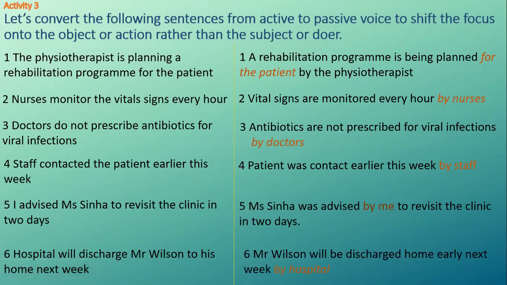Wonderful. So "Mr. Wilson will be discharged next week to his home," or "Mr. Wilson will be discharged home next week." "By hospital" is not required because again, it's obvious. They know that discharge and admission is done by the hospital only. So he was admitted, he will be discharged. All these are passive forms of sentences. Now, so far, if there is any question that you have for me, you can please let me know. Otherwise, I will move on to the next activity.